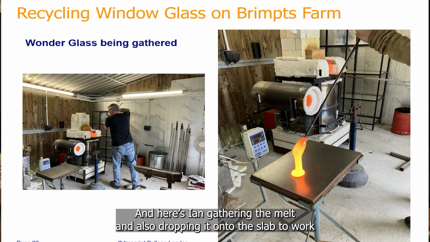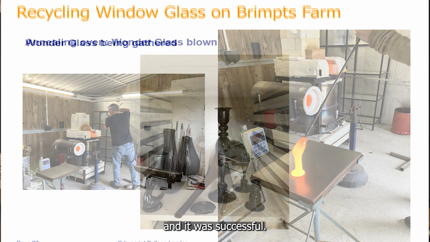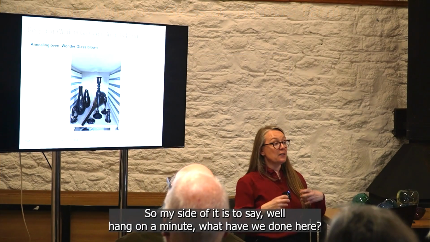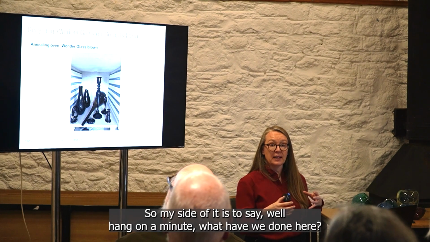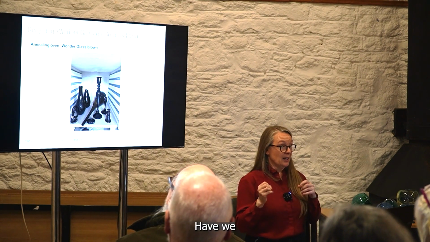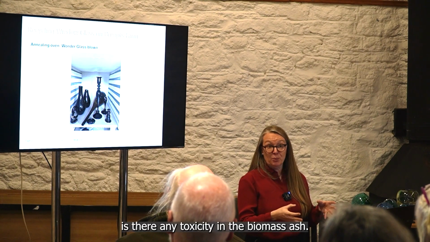Here's Ian gathering the melt and also dropping it onto the slab to work. And it was successful. So we have these objects produced. They're in the annealing cupboard at the moment. So my side of it is to say, well, hang on a minute, what have we done here? Have we actually changed the window glass? Is there any toxicity in the biomass ash?